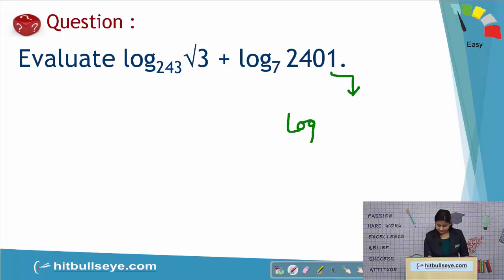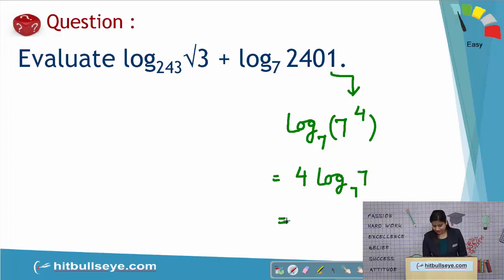Second one, since we know that 7 raised to power 4 is 2401, that's why this can be written in this manner. Now by using power formula, we can write it as 4 log 7 with base 7. And we know log a with base a is always 1. So it comes out to be 4. So in the given two expressions, the second expression comes out to be 4.